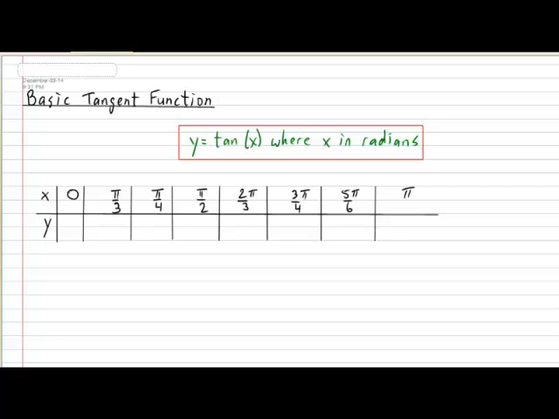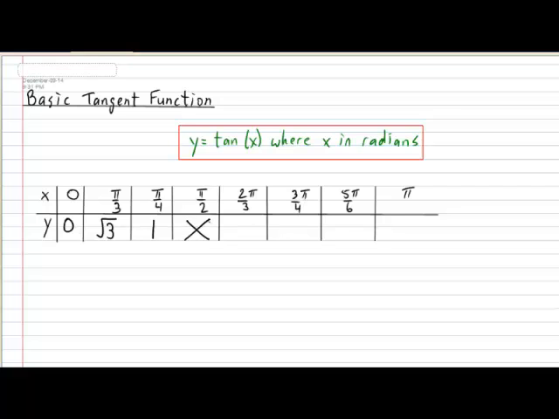When x is 0 radians, tan of 0 radians will give 0. When x is pi over 3, the calculator should give you a value of approximately root 3. When x is pi over 4, the y value is 1. When x is pi over 2, this is interesting, the calculator should produce an error, which means that when x is pi over 2 radians, the tangent of x does not exist.